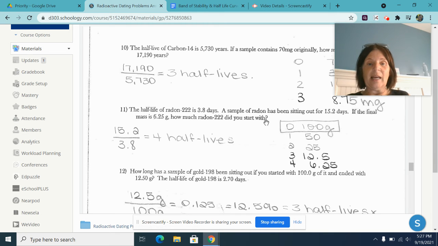All right. Again, you start with 2 time amounts. 3.8 days is how long each half-life has, and this sample of radon-222 has been decaying for 15.2 days. So we are taking the larger amount, 15.2, which represents the time it's been decaying, divided by 3.8, which is the time each half-life takes, to find out that this sample of radon-222 has been decaying for 4 half-lives.